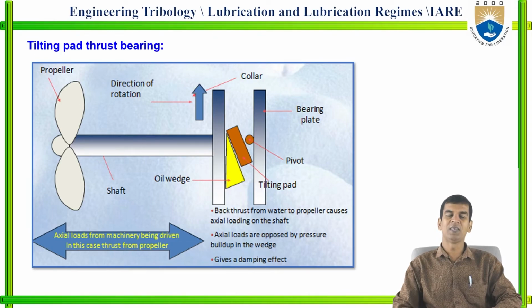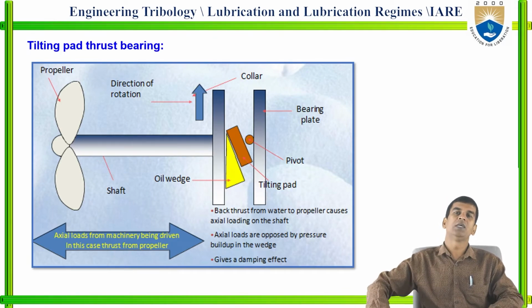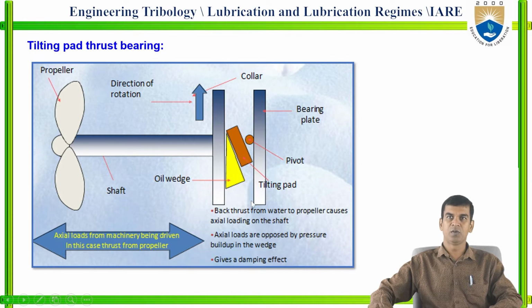Now you can see the tilting pad thrust bearing. Here you can see the bearing plate, and this is the edge plate, and this is a tilting plate, and this is the pivot, and this is a collar over here, and the direction of rotation you can see in this way.